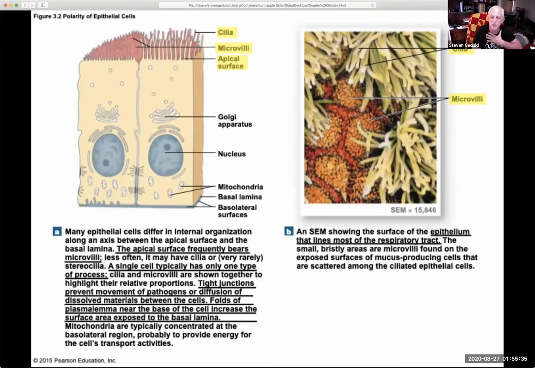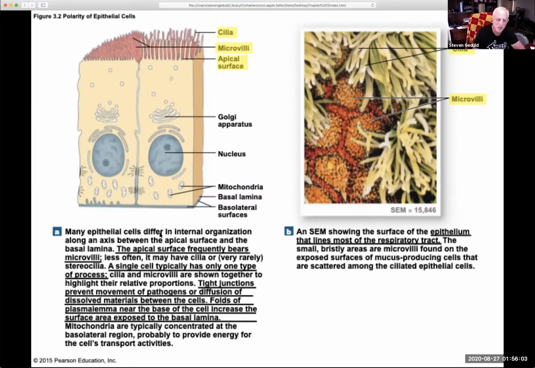They beat upward. So they take, like I said, pathogens and move them up with mucus, and that's when you cough it out of your system. So things don't go deep into your lung tissues. And again, you see the cilia and the microvilli on the apical surface of the cell, not on the basal surface. They always occur on the apical surface. So the apical surface frequently bears microvilli. A single cell typically has only one type of process.